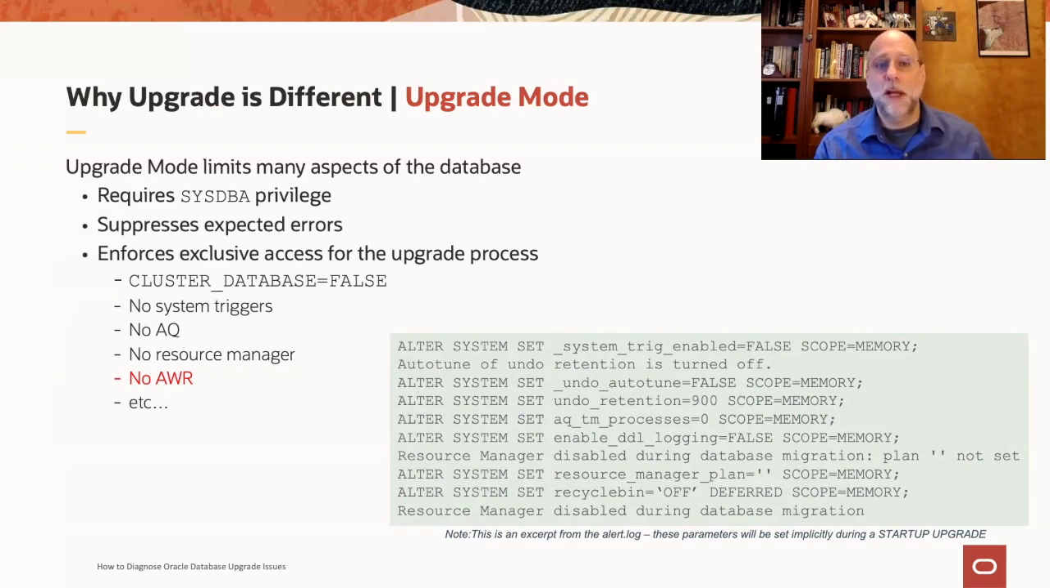And AWR itself is not available during the upgrade because the packages that implement a lot of its functions, and even the views and tables on which it's defined, are going to be changing as part of the upgrade. So that takes away one of those tools that you would normally use to diagnose issues. So you see here a screenshot of what happens in your alert log, or part of the alert log, when you just say startup upgrade. And you can see some of the things that get disabled, but it gives you a sense of how different this environment is compared to your runtime environment in production.